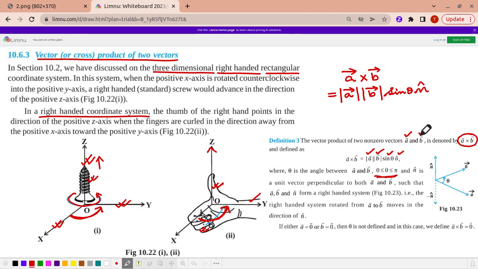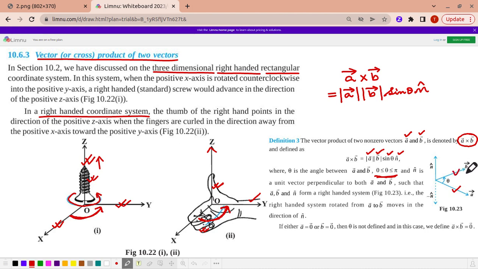And what is n cap? N cap is a unit vector perpendicular to both the vectors A and B, such that vector A, vector B and that n cap form a right-handed system. Okay, let us see by means of this diagram. This is the vector A, this is the vector B.